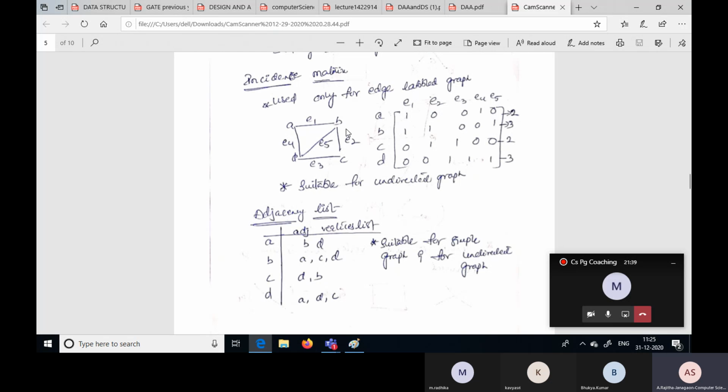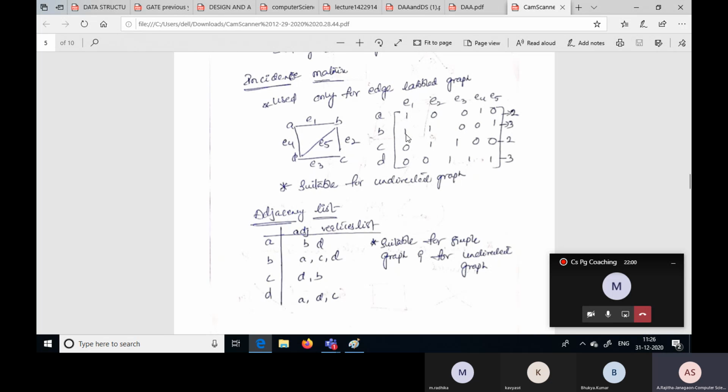And coming to E2, there is an edge between B and C. And E3, an edge exists between D and C, so that is 0. And E4 also exists between A and D, so that is also 0. And E5 exists from B to D, so that's why this is 1.